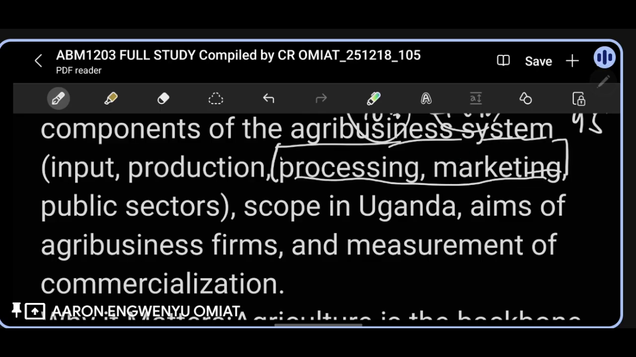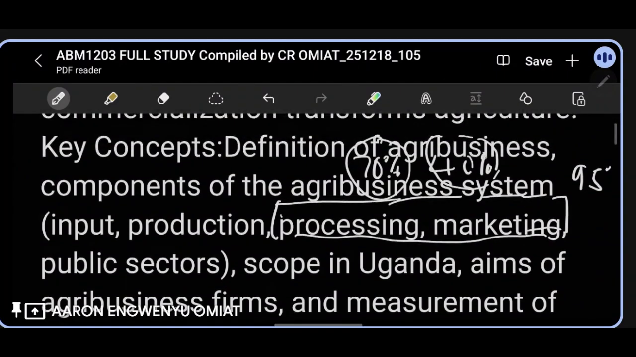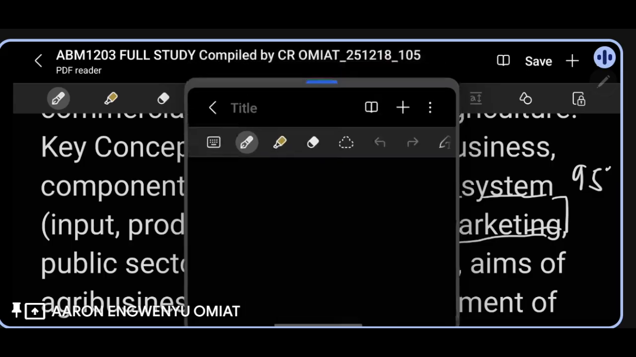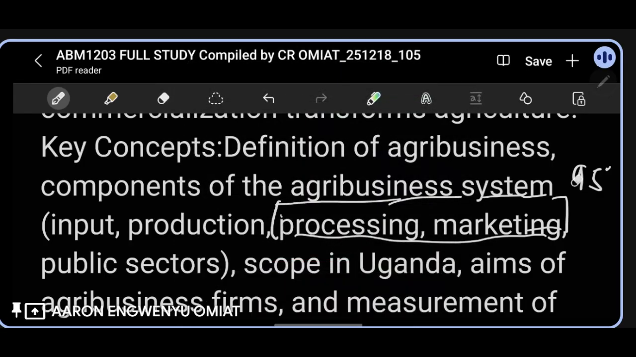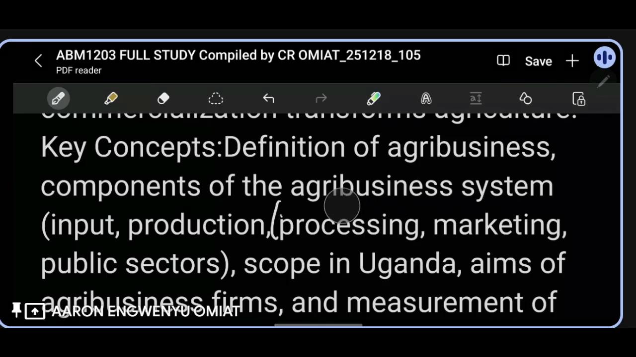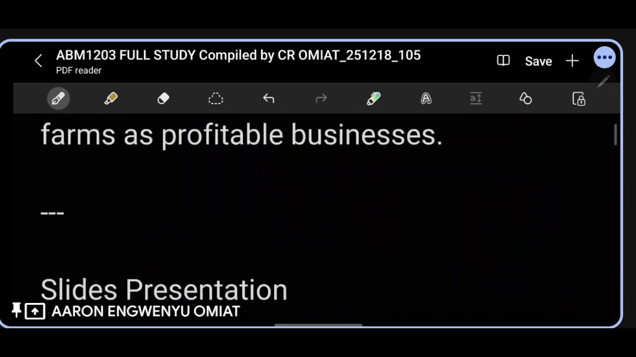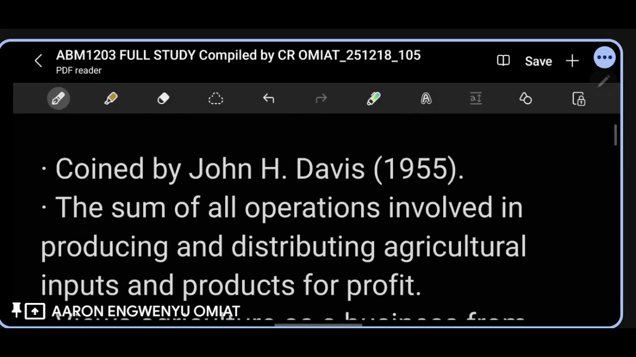We find that all the time the president is talking about looking for external markets for our products. He's always signing agreements with other countries and all that. Then you hear him always talk about value addition. That's under processing, value addition. So these 5 components are what make up agribusiness.